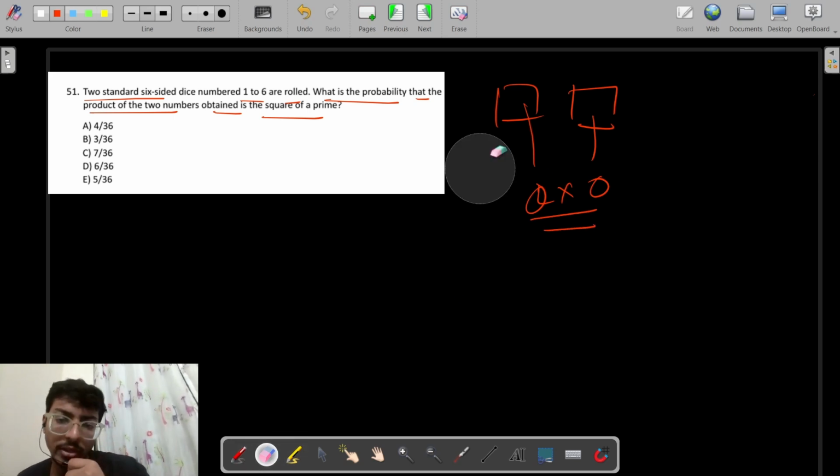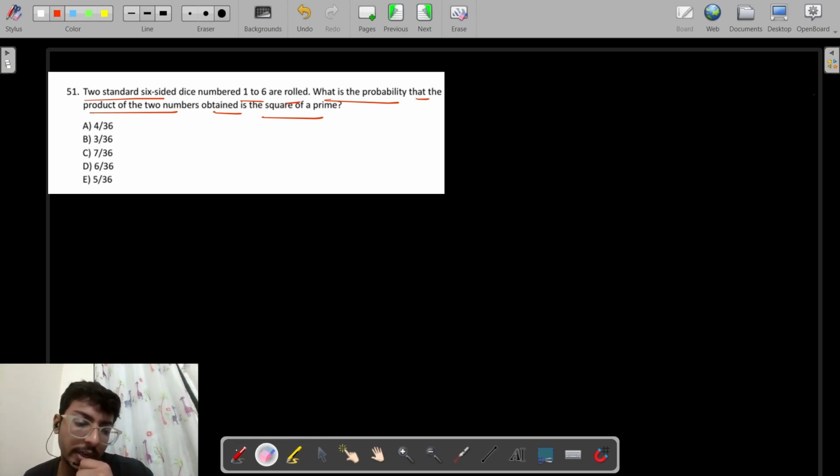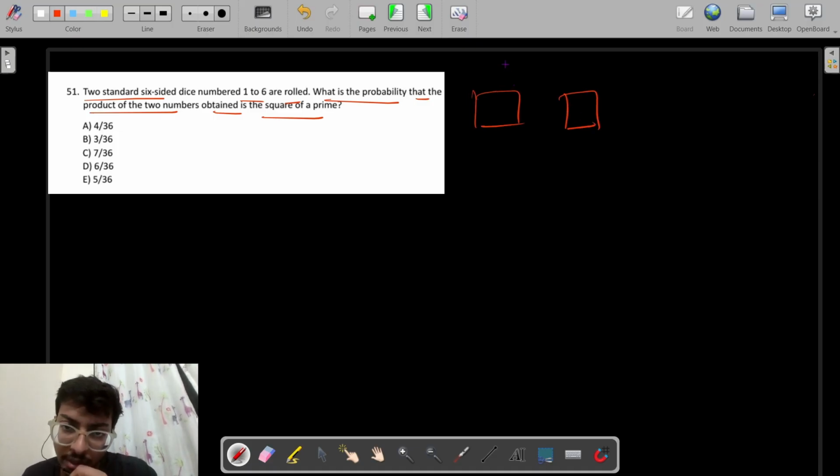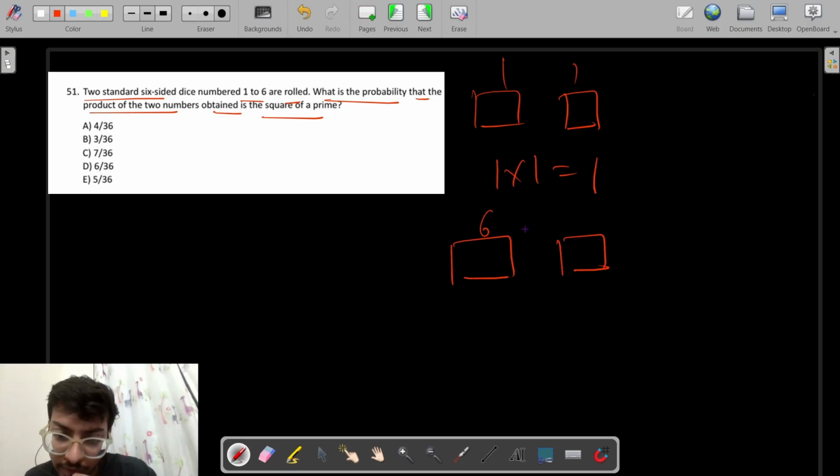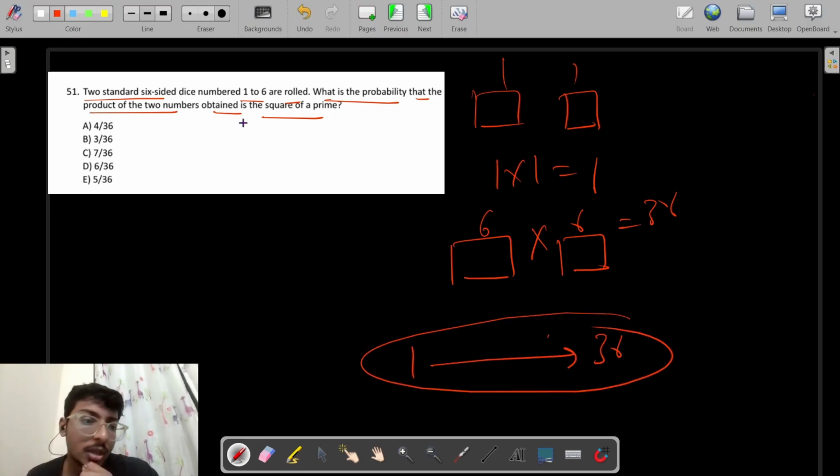Whenever you roll two dice, if you get one on both of the dice, like one and one, you will get the product one into one as one, right? And if you roll the dice and you get six on both of the dice, you will get a product of 36. So whatever the outcome, you will get a number between 1 and 36, right? So we just need to find the squares of primes that are up to 36.